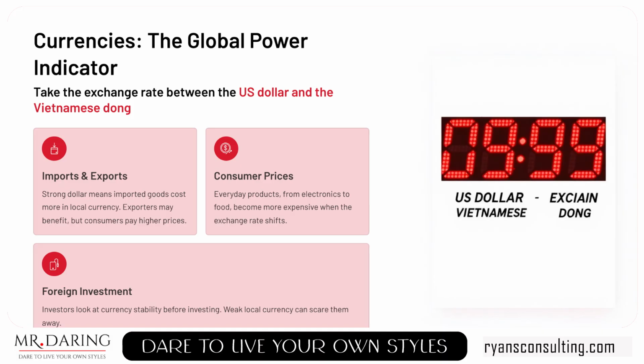Now let's move to currencies. Take the exchange rate between the US dollar and the Vietnamese dong. When this rate changes, it affects many parts of life. Imports and exports. If the dollar becomes stronger, imported goods cost more in local currency. Exporters may benefit, but consumers pay higher prices. Consumer prices, everyday products from electronics to food, can become more expensive when the exchange rate shifts.